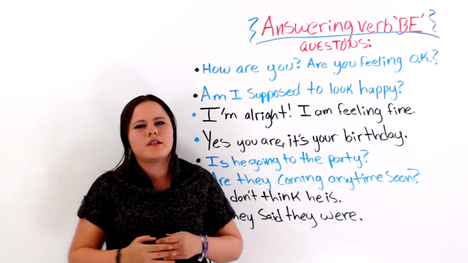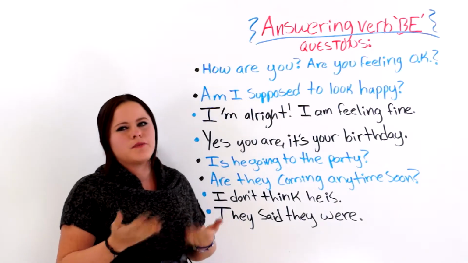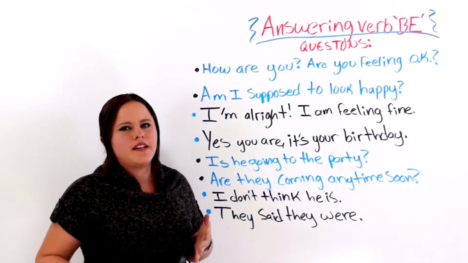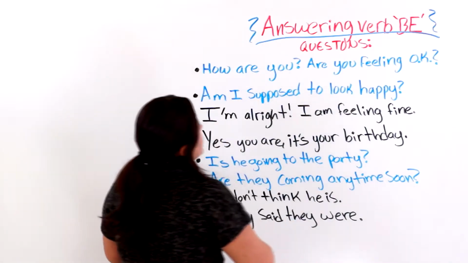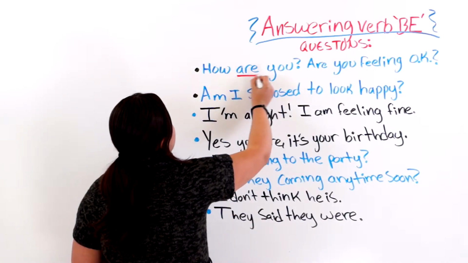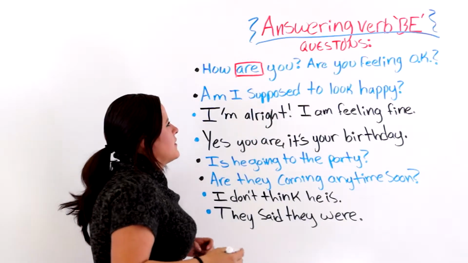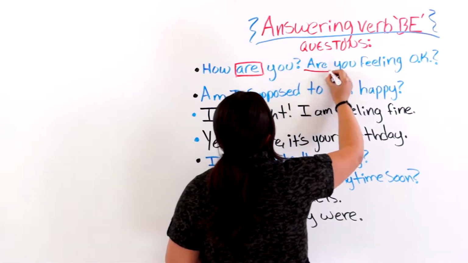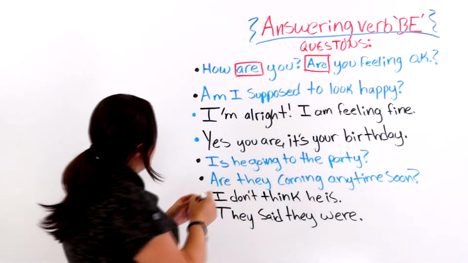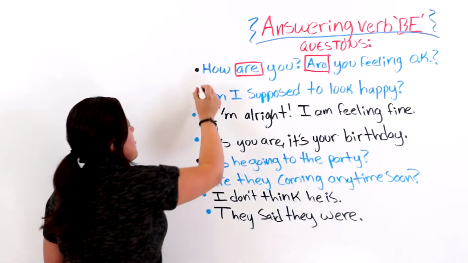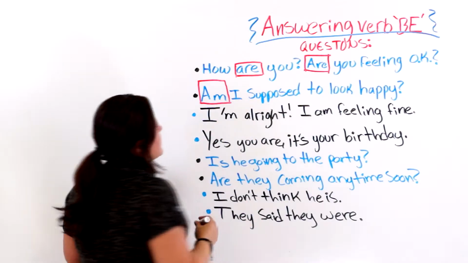In today's class, we're going to be talking about how to answer verb be questions, okay? You know the verb to be is, are, is, and am, right? The first one we're going to find a lot is: How are you? It's a verb be question. We find another are here: Are you feeling okay? Am I supposed to look happy? Am. That's the verb be.